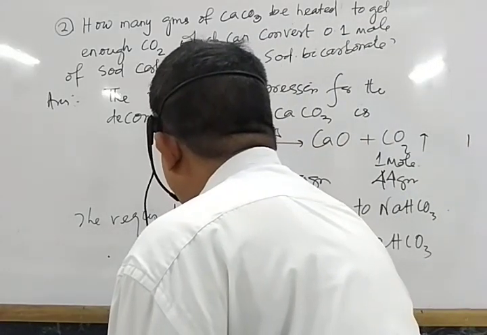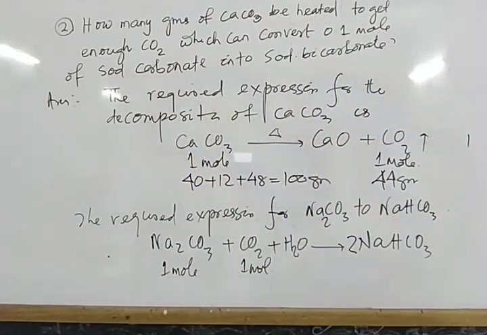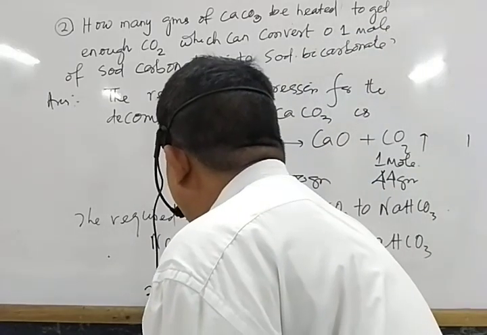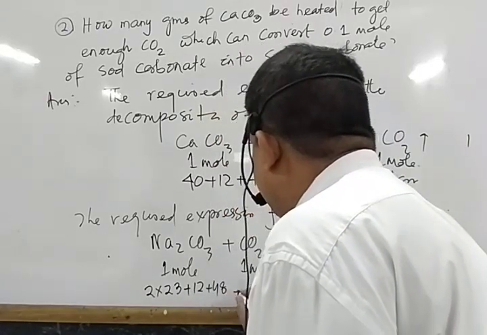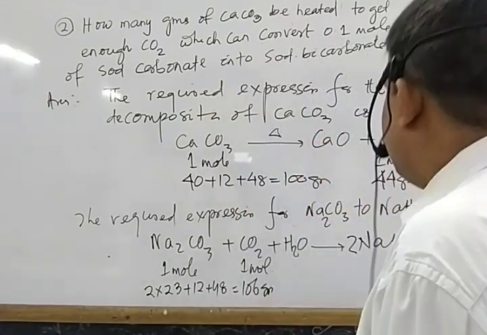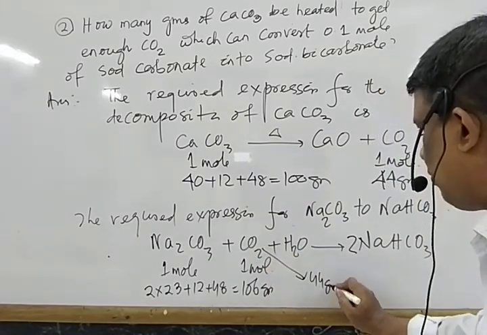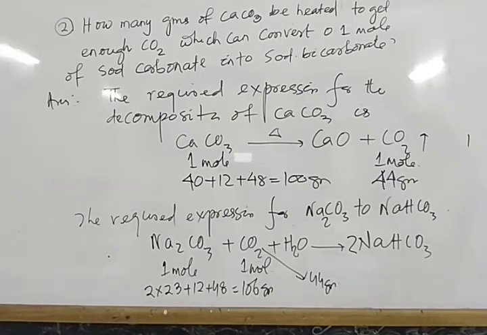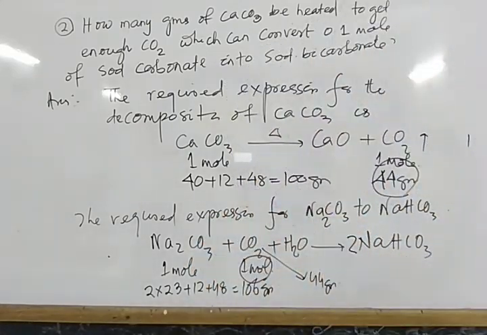That means it is 1 mole. 1 mole of sodium carbonate is 2 into 23 plus 12 plus 48, 106 gram, and the required carbon dioxide is 44 gram. So mark that from equation 1 it is clear that 1 mole of carbon dioxide is produced, and the same 1 mole of carbon dioxide is consumed in equation 2.